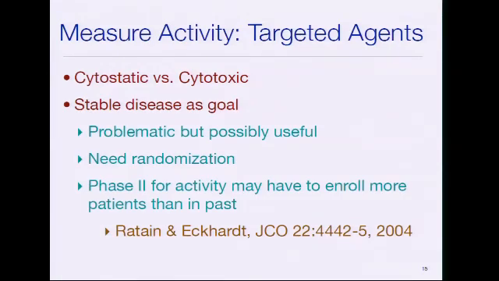Again, it's a different way of thinking, and so in some respects, stable disease might be considered a problematic endpoint, depending upon how long the follow-up is, but it may well be a useful endpoint. As I mentioned, we need randomization in our study designs because many different cancers have great heterogeneity in the patient population in terms of tumor growth. We want to be able to eliminate the possibility that chance has given us a large number of patients with slow-growing tumors as opposed to the treatment having the effect. And we're interested in activity. And we may have to enroll more patients than we did in the past, as you'll see.